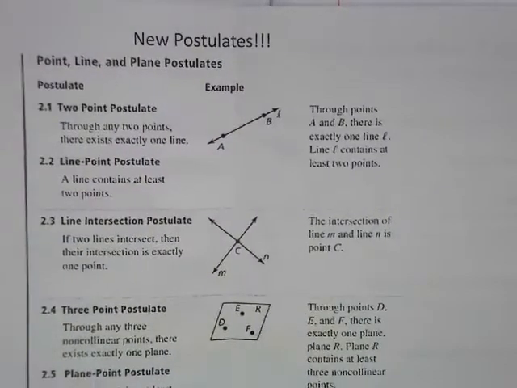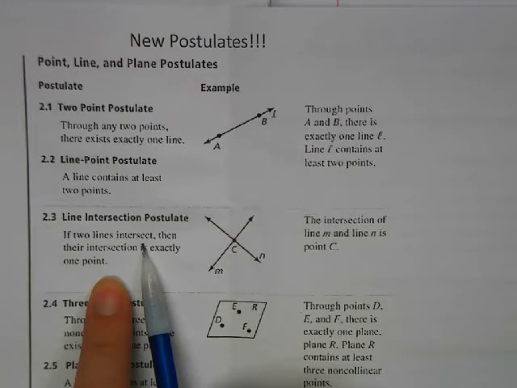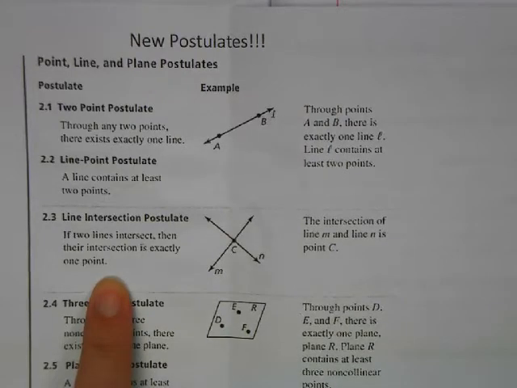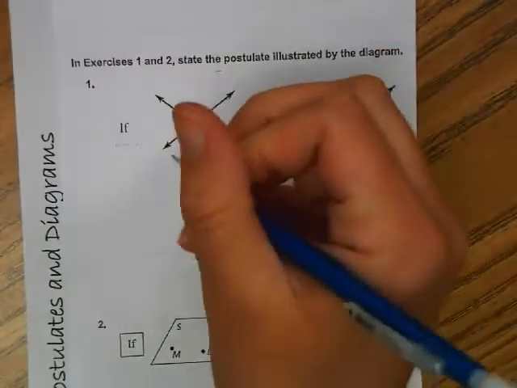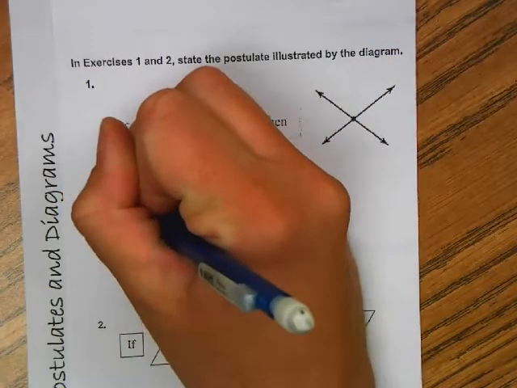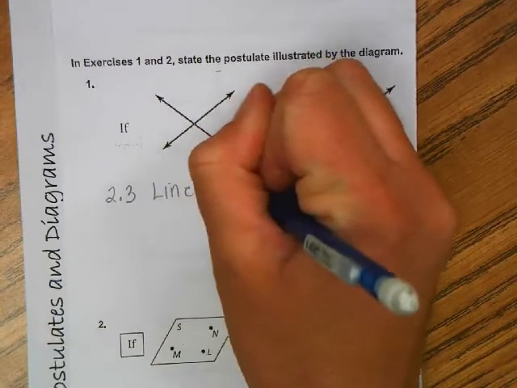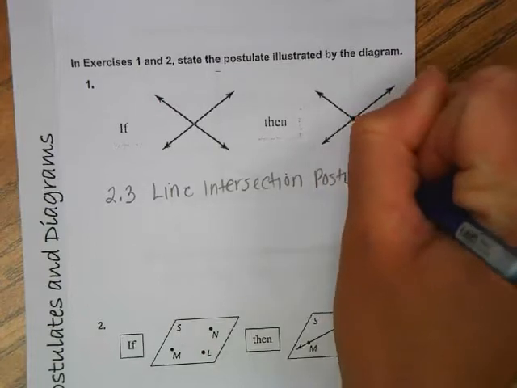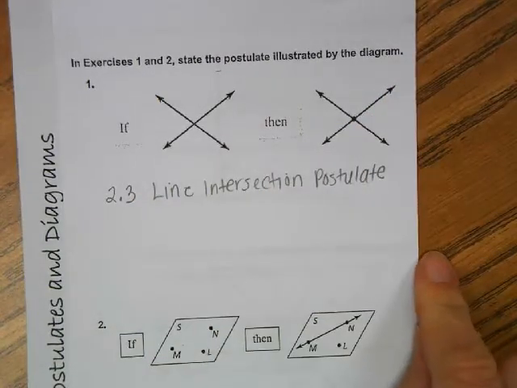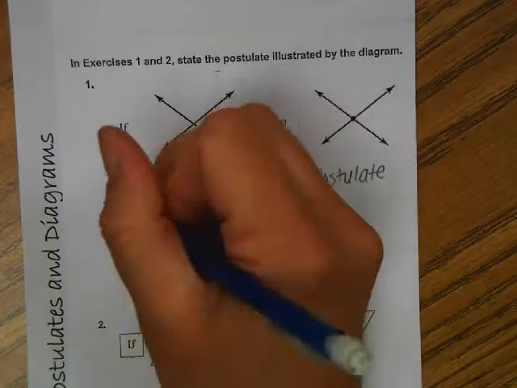So if you look at page 16, here it is. Here's the postulate that matches example 1. If 2 lines intersect, then their intersection is exactly 1 point. So that's what you're going to write down for problem 1. That this is postulate 2-3, the line intersection postulate. And then you're just going to list what it states. If 2 lines intersect, then their intersection is exactly 1 point.